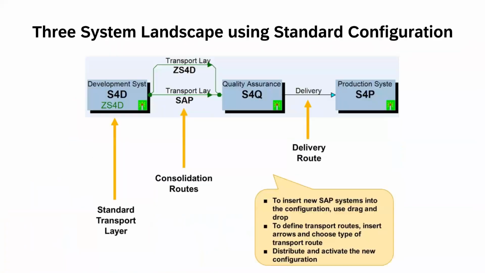You can have multiple. See, this is your common over here in a 3 system landscape. Users using standard configuration. So you have your standard transport layer. This is your normal development system. Here you have a consolidation route. So these 2 transport layers come under the consolidation route. On your target system, on the production system, you have the delivery route. Okay, that is the standard configuration.